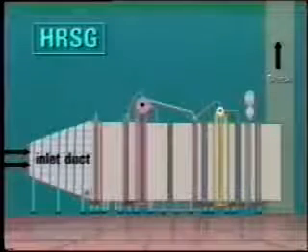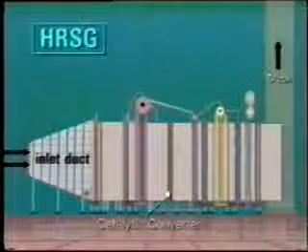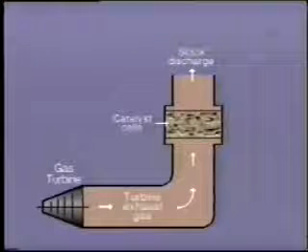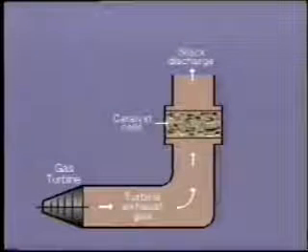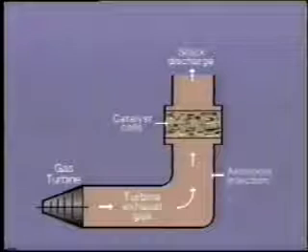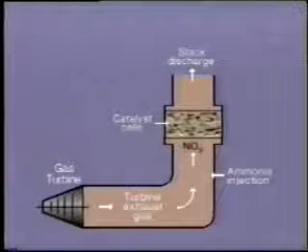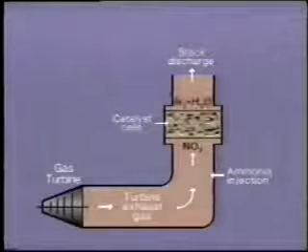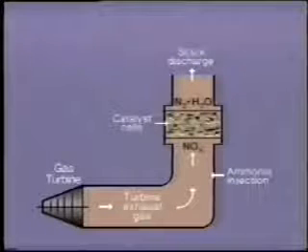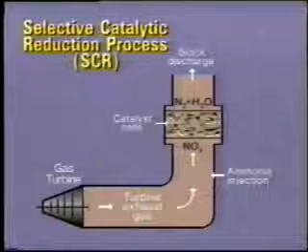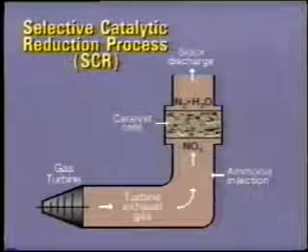Of particular interest in this HRSG is the catalytic converter. The objective of this device is to reduce NOx emissions to atmosphere. You will remember that we discussed this in an earlier videotape. By injecting ammonia into the gas stream, the converter changes most of the nitrous oxide into harmless nitrogen and water vapor. This is known as the SCR process, which stands for selective catalytic reduction.